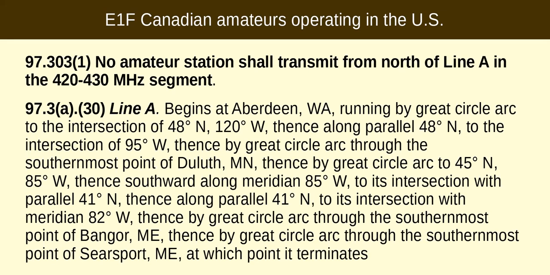It begins at Aberdeen, Washington, and goes along the 48th parallel over to 120 degrees longitude, and then the 48th parallel to the 95th, and it finally gets down to the 45th parallel, and then eventually down to the 41st. Winds up over here in Bangor, Maine. So it doesn't follow the 48th parallel. It's kind of slanted down. How far that is distance-wise, I don't know. You'd have to check it on a map.